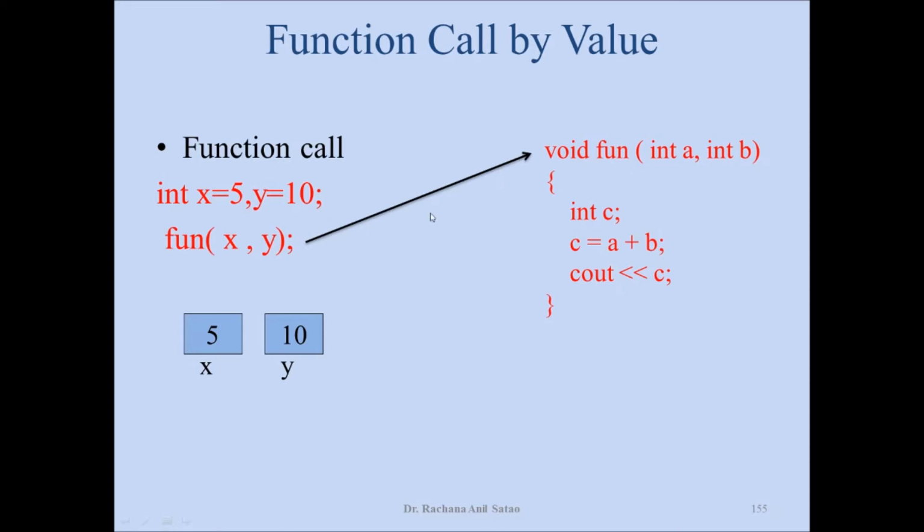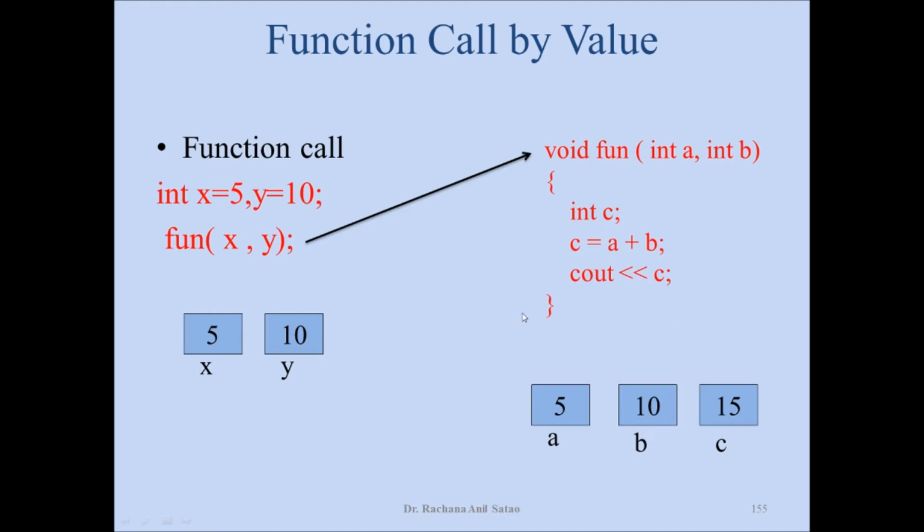For this fun function, the value of x, that is 5, gets copied to a, and the value of y, that is 10, gets copied to b. So we are creating two new memory locations by this call, as we are calling the function by value. The values get copied into the new memory locations for a and b. Then within this function we declare integer c, which allocates one more integer memory location. It will hold the addition of a plus b and display it. This is the task of this function.